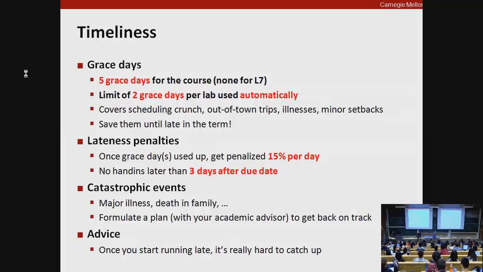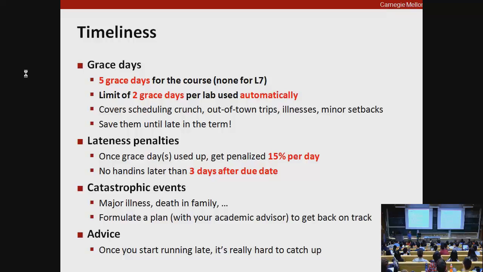This lateness penalty stuff is obviously not the right answer for that. Right? That's stuff that affects you across all of your courses. Go talk to your academic advisor. Explain to your academic advisor what's happened, where you sit in your classes, and put together a plan to get caught up.